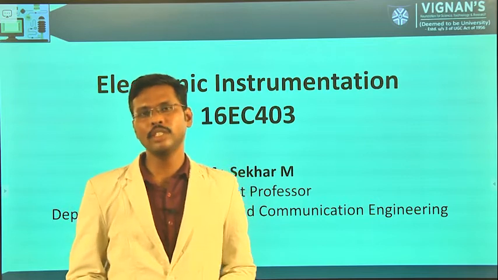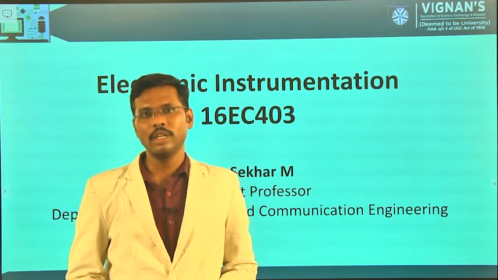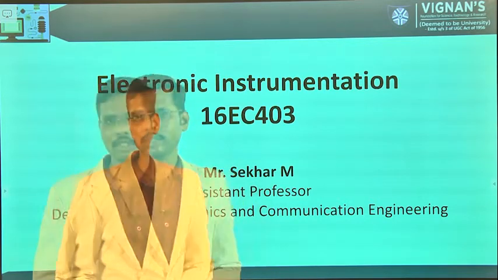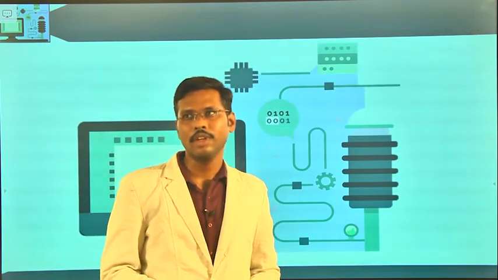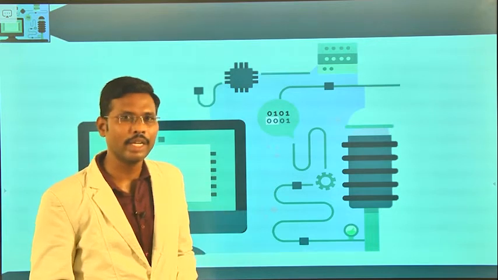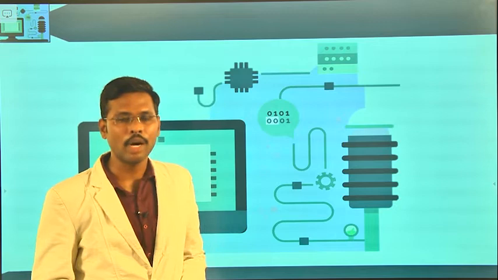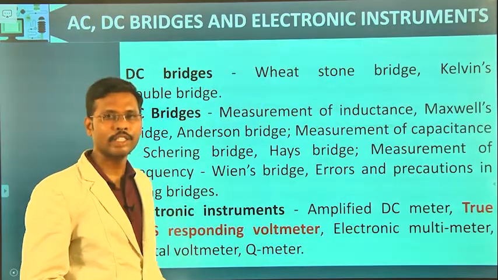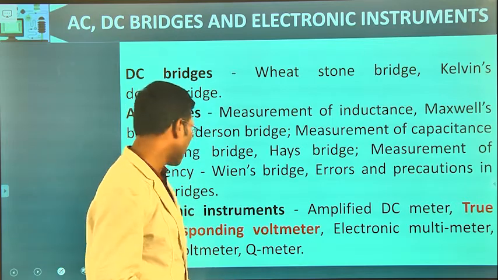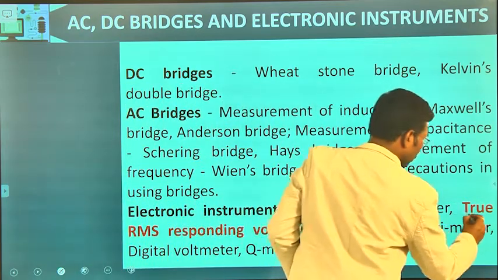In the previous lecture, we discussed the amplified DC voltmeter, which is used for the measurement of voltages in the range of very small magnitudes. In the current lecture, we are going to discuss the true RMS responding voltmeter.